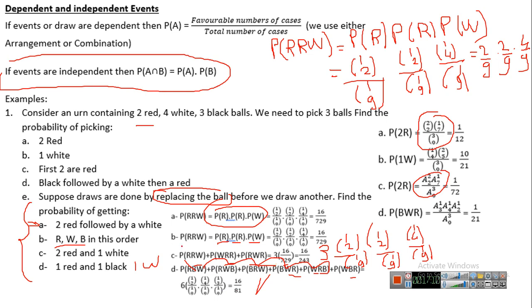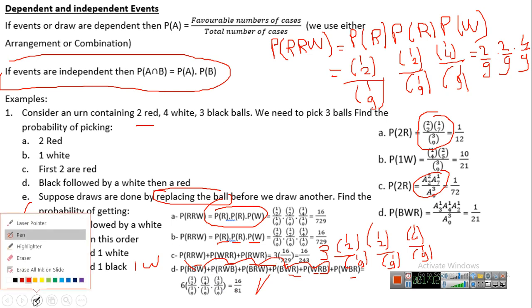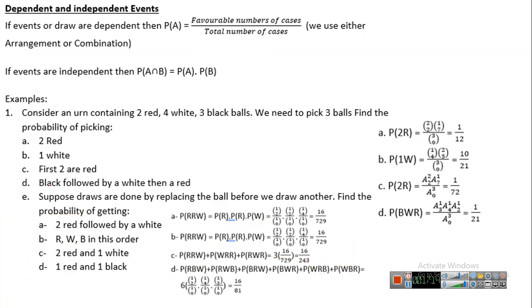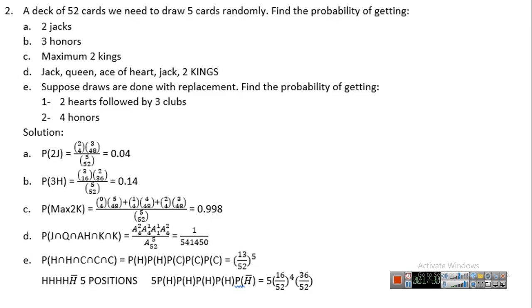So there is a big difference between with replacement and without replacement. If with replacement, we do each one alone, but order is important. And if not with replacement, meaning dependent, you do either, if order is important, arrangement over total arrangement, or combination over total combination if order is not important.